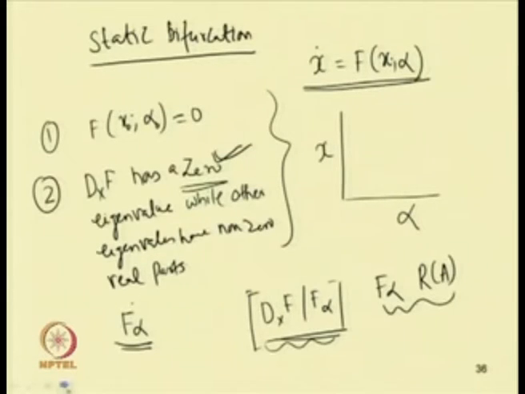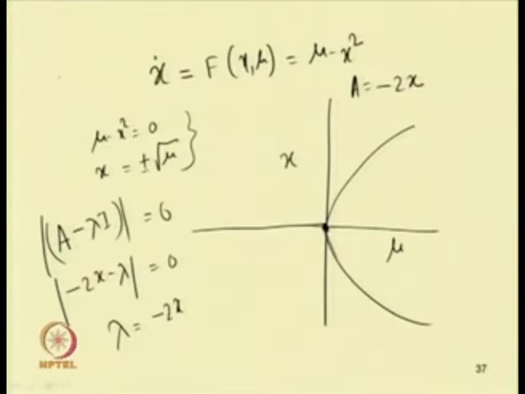So, for example, let us take the example x dot equal to f(x, mu) equal to mu minus x square. Here the equilibrium points will be obtained by putting x dot equal to 0, that means mu minus x square equal to 0. So, x becomes plus minus root mu. At mu equal to 0, we have x equal to 0. By finding the first derivative, we can find that A equal to minus 2x.